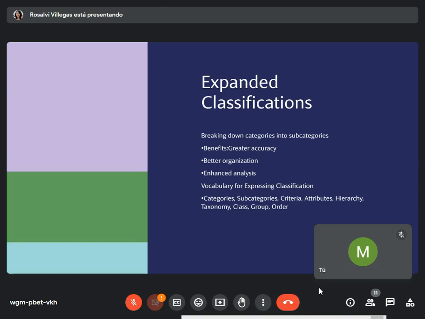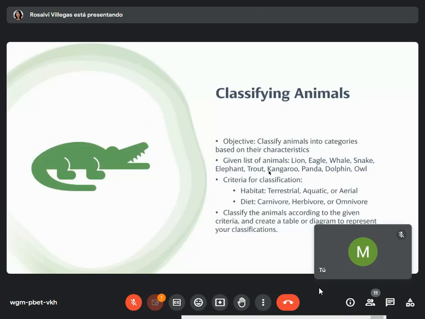We also have some vocabulary that we can use for expressing classifications in this type of scenario. We can talk about categories, subcategories, criteria, attributes, hierarchy, taxonomy, class, group, or order. These are good words that we have to keep in mind when we are talking about classifications.